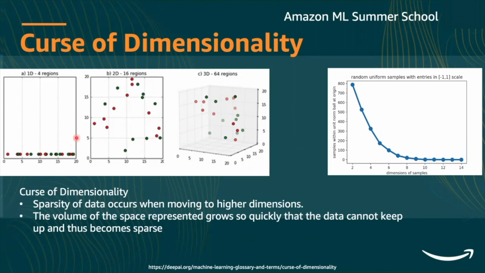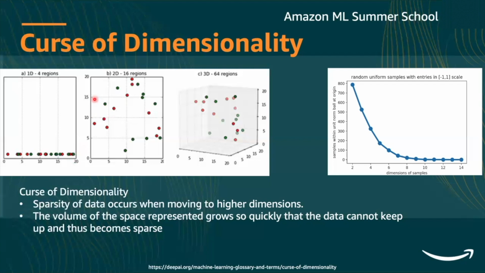So let's take this example, right? If you're able to see the screen properly, let's say you sample 15 or 20 points uniformly in the range 0 to 20 in one dimension, right? And consider these 4 regions of length 5 each, right? So to have these 20 samples, you just need 4 regions. You have 4 regions, right?